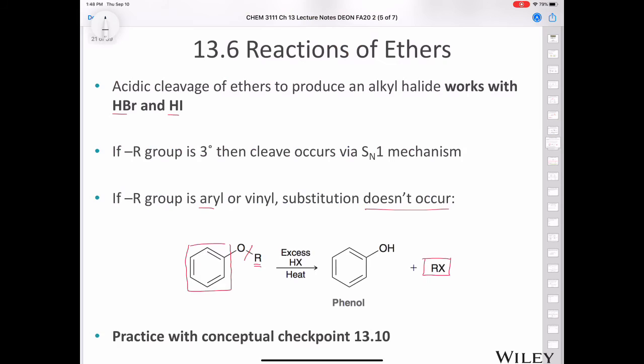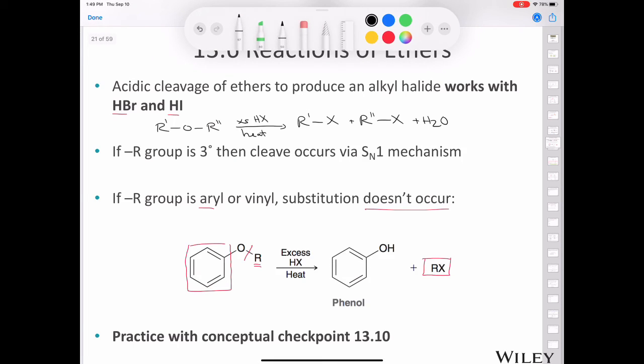And so to summarize, if you take an ether, and I'm going to start with an unsymmetrical ether here, and if you treat that with excess hydrobromic acid or hydroiodic acid, and you heat that up, you're going to end up with the R prime group attached to the halogen. You're going to end up with the R double prime group attached to a halogen, and you're going to end up with water. And so that is the reaction that we saw in that last example. So this is the acidic cleavage of an ether.